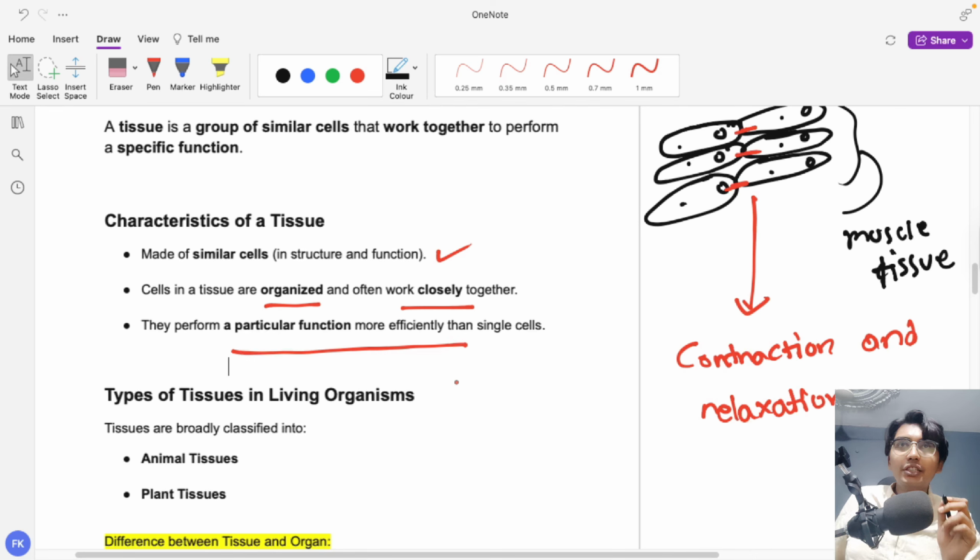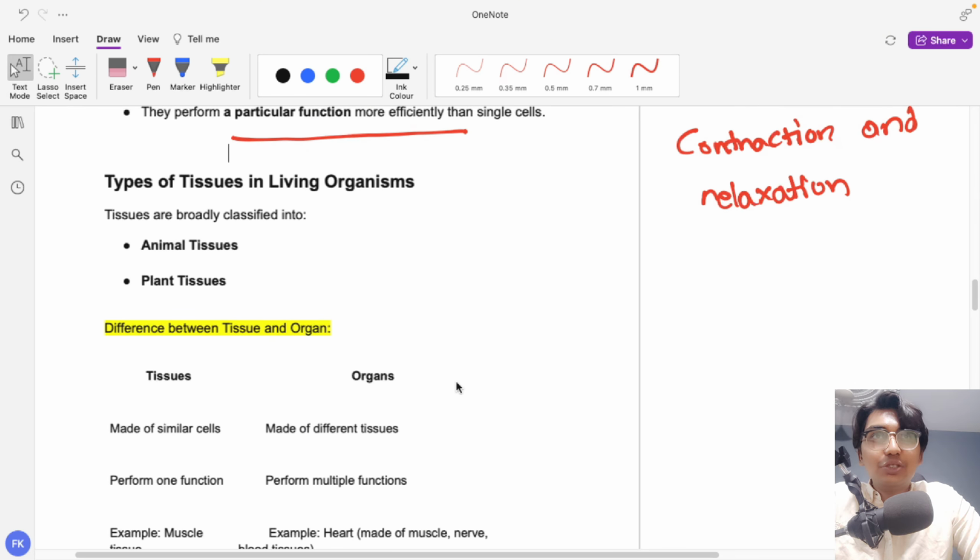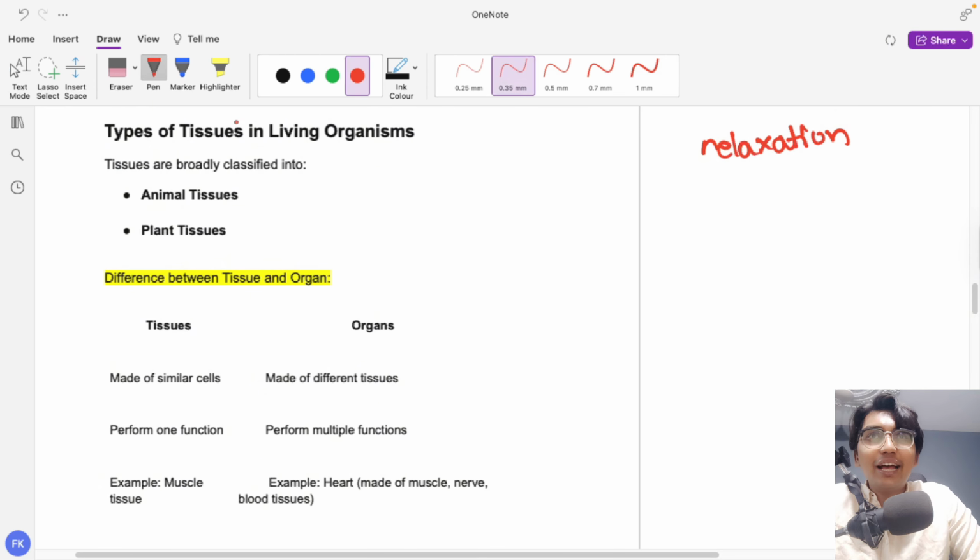One question, you guys should take notes. These are very detailed notes. I think it will help you in examination. Okay, let's see types of tissue in a living organism. Tissue. Okay, we have animal tissue, plant tissue.